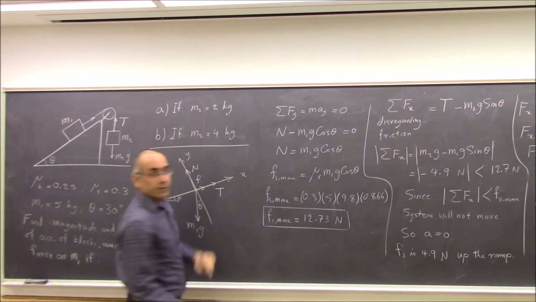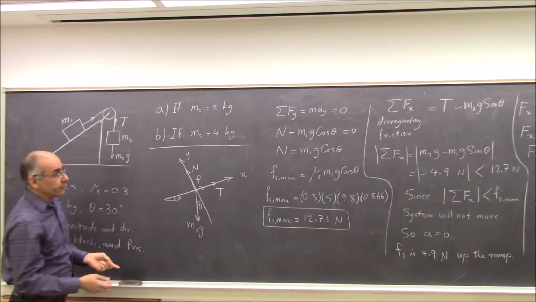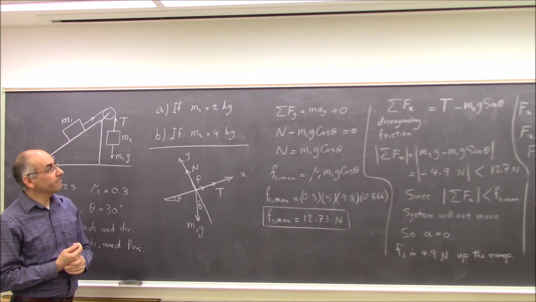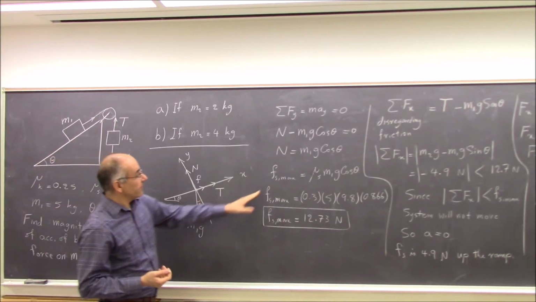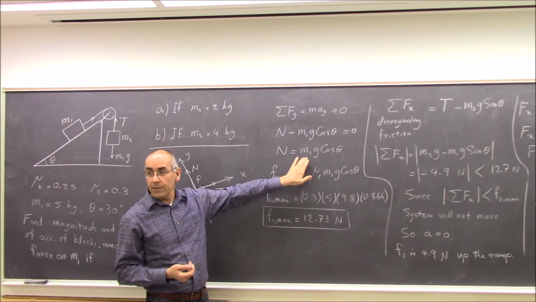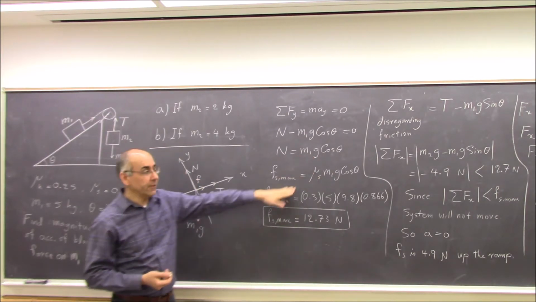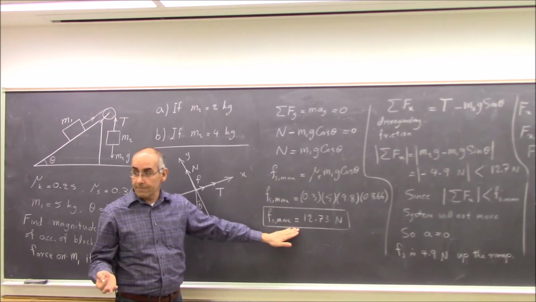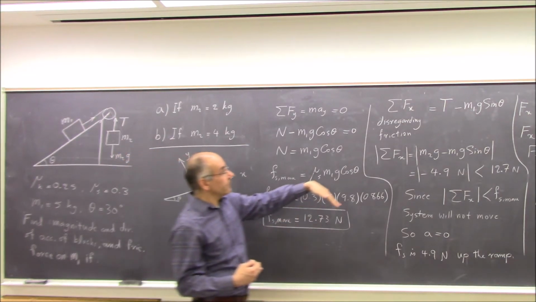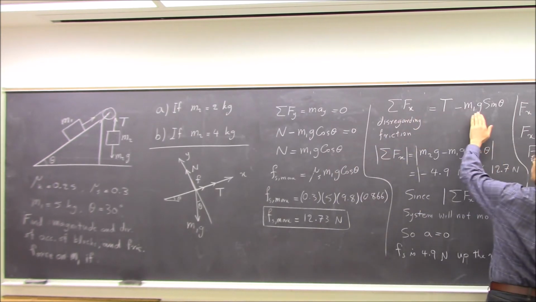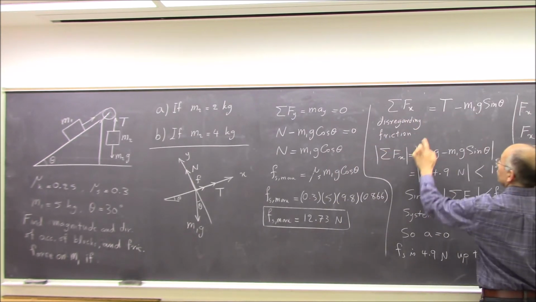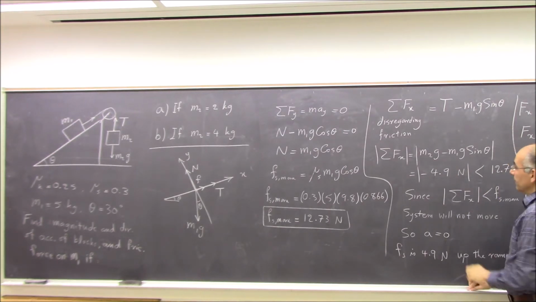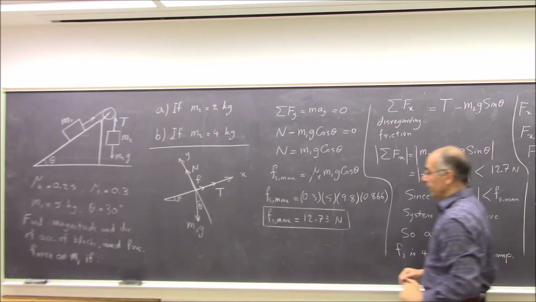If M2 is 4 kilogram, what changes? You see, when you calculate normal force, it just depends on M1 and theta. Those are not changing, right? Mu s is not changing, right? So Fs max is the same. And then we say sum of Fx equals T minus M1g sine theta, and T equals M2g. Now this will change, right? So the things from here on will change.